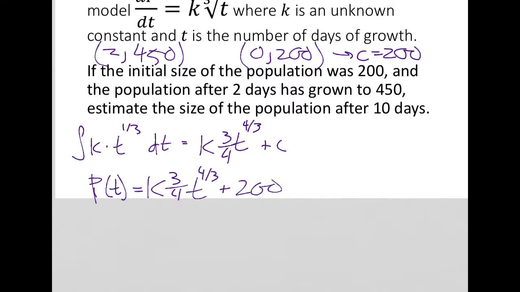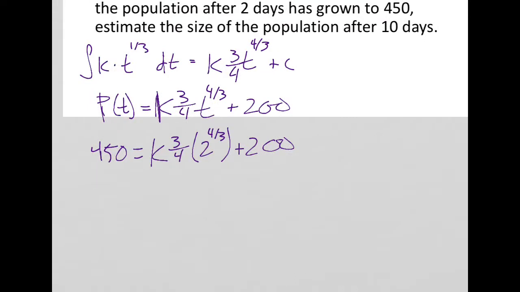So I have this model right here, and I want to solve for that constant k. I want to know what is that coefficient right there. What does it become? And to figure that out, I need to plug in my second point, 2 comma 450. So I know I have the equation 450 equals k times 3/4 times 2 to the 4/3 plus 200. And I need to solve this for k.